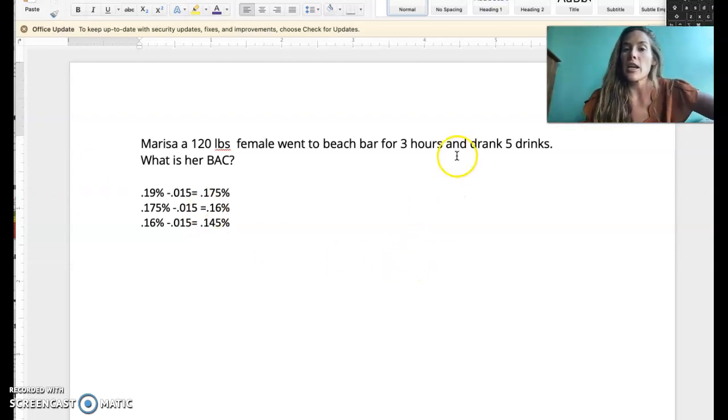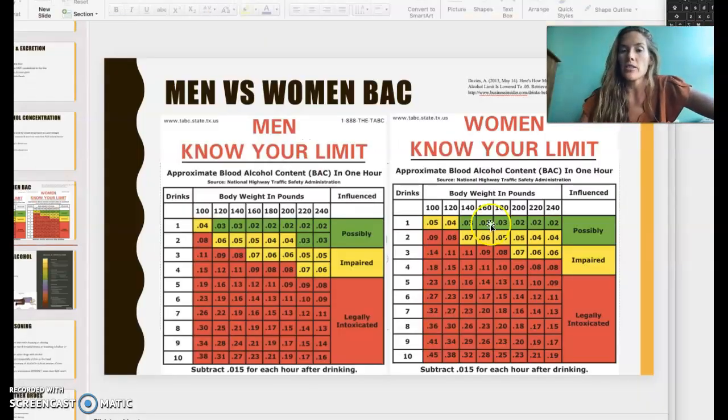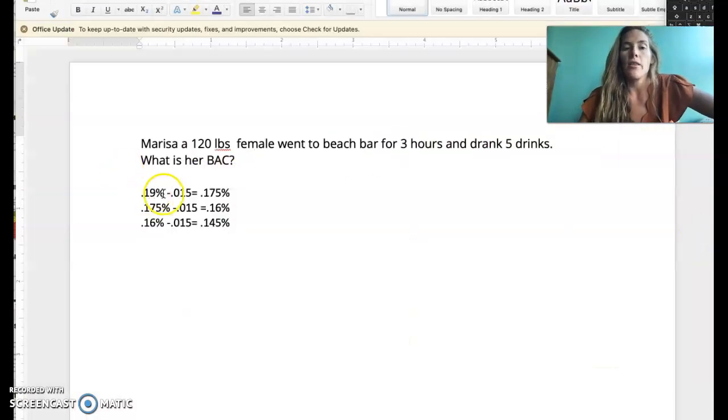So notice we just take the original number that we find on our chart. No need to memorize, just find the number on the chart. Then we subtract 0.015 for each hour. So after 1 hour, after 2 hours, after 3 hours, this is our final number, and we know that it's above 0.08. Happy calculating!